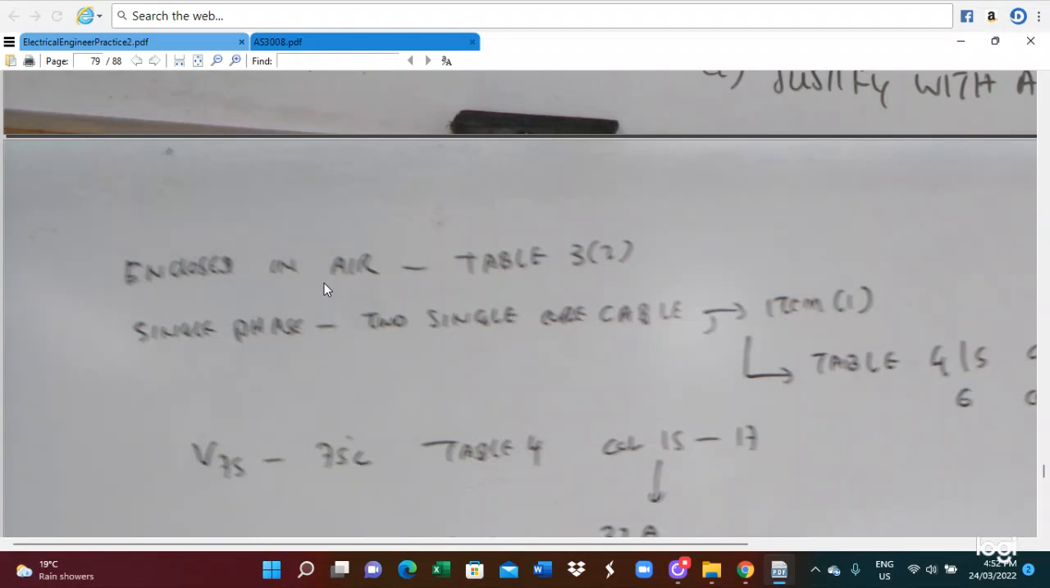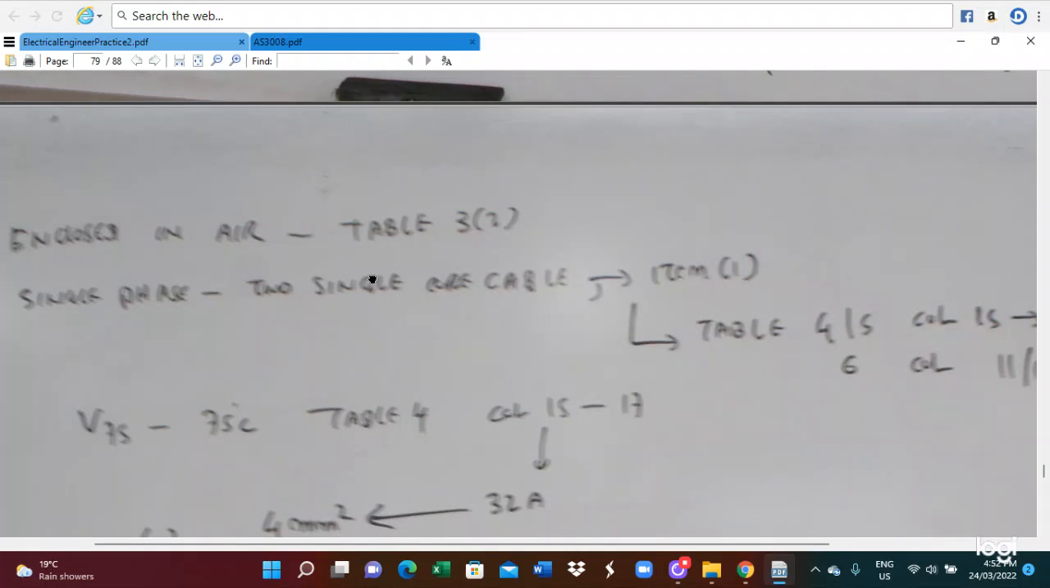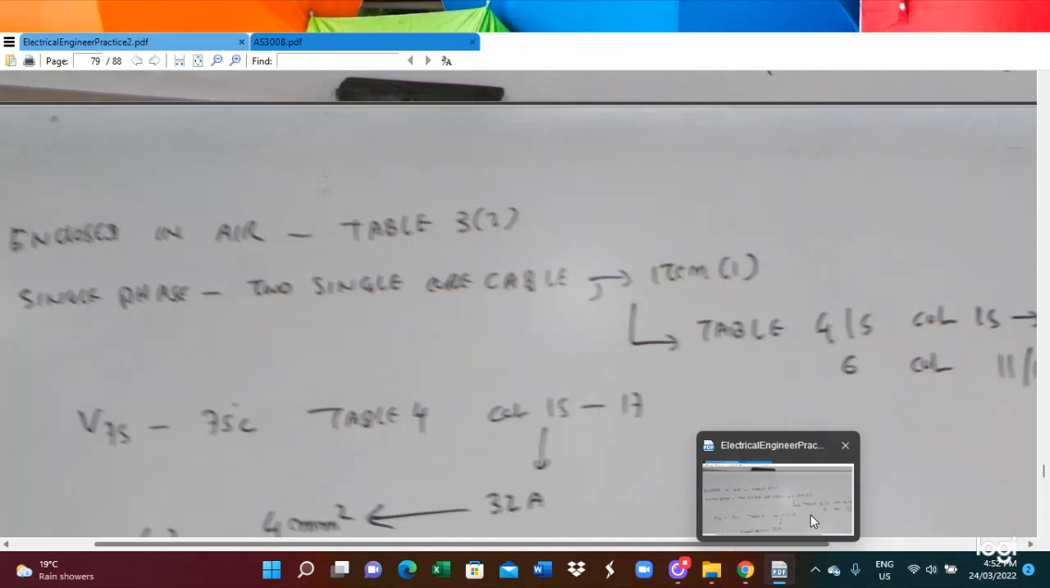Enclosing A is where we have to utilize table 3.2. In this case, it is single phase with two single-core cables. So table 3.2 is for enclosing A. Where do you utilize it?